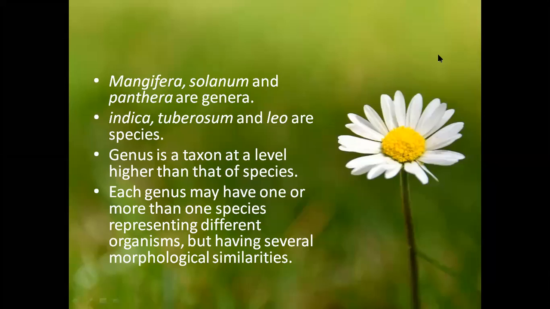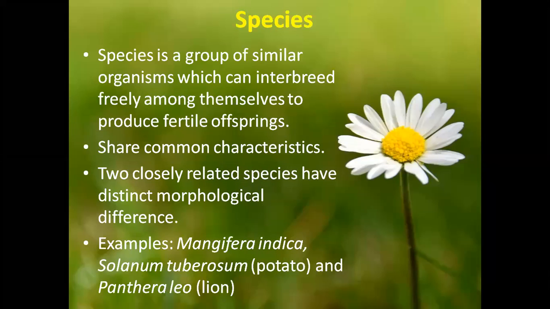Good afternoon, students. So we were discussing nomenclature and classification. In taxonomy, until now we have finished discussing the species. So what is a species? A species is a group of similar organisms which can interbreed freely among themselves to produce fertile offspring.